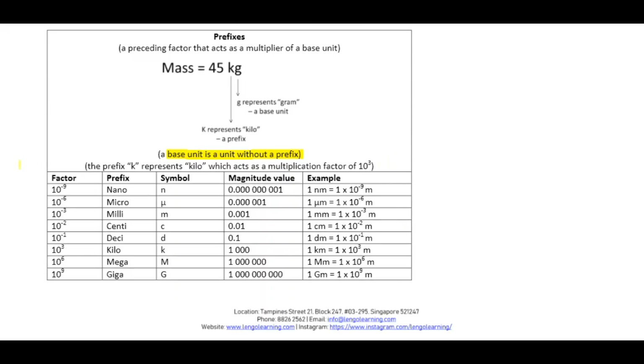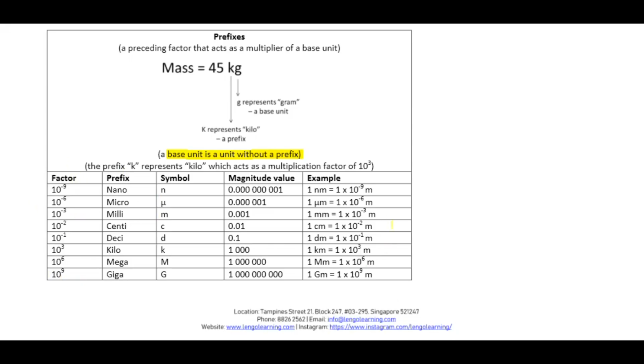So here there's a table that is provided. If you look at the different prefixes, they have different factors. For example, nano, the symbol is n, factor is 10^-9. So if I have 1 nanometer, it's 1 times 10^-9 meters. Micro is 10^-6, so 1 micrometer is 1 times 10^-6, and so on and so forth. So here we have a table of prefixes and the factors of multiplication that they represent.